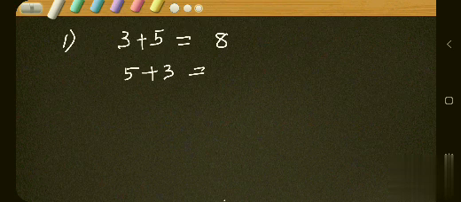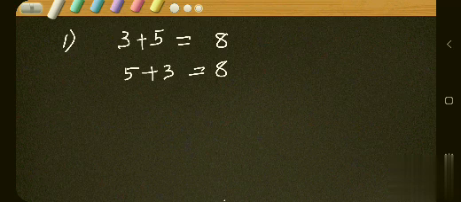Yes, if we change the order of the numbers, the answer, or the sum, will not change. Sum means the answer of addition, isn't it? So if we change the order of the numbers, the sum will not change in addition. That means, what is 3 plus 5? Yes, 3 plus 5 is 8. What about 5 plus 3? Yes, both are same, isn't it?